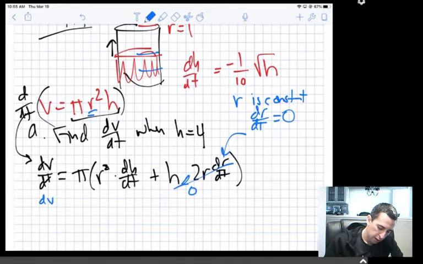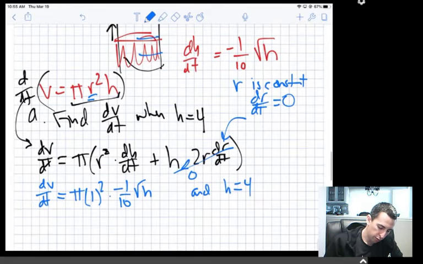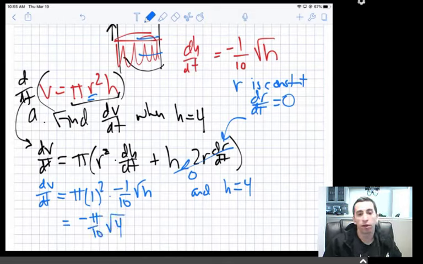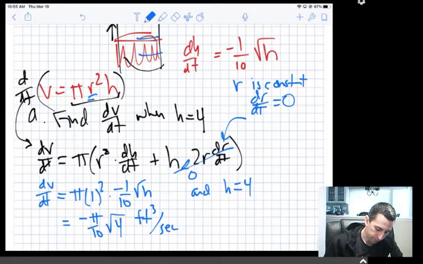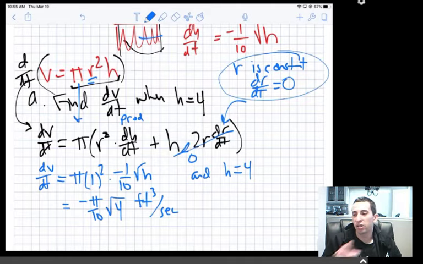So we end up getting dV/dt is pi times r squared, which is 1 squared, and dH/dt is negative 1/10 times square root of h. And the problem also tells us that the h value is just 4. So this is really just negative pi over 10 times root 4. In terms of our units, volume is 3-dimensional, so that would be feet cubed per second. So I think the key is taking the derivative on this, using the product rule carefully, but also recognizing that r is not changing.